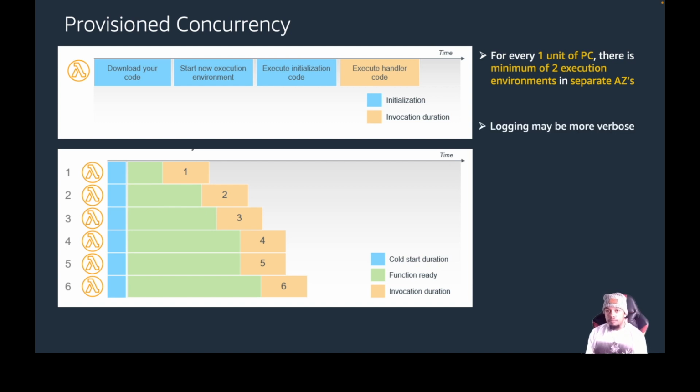Your logging may get more verbose because you will see the activity of the Lambda service initializing your function over and over again. So just keep that in mind. And provisioned concurrency only works with published versions of a function, not with the $LATEST alias.